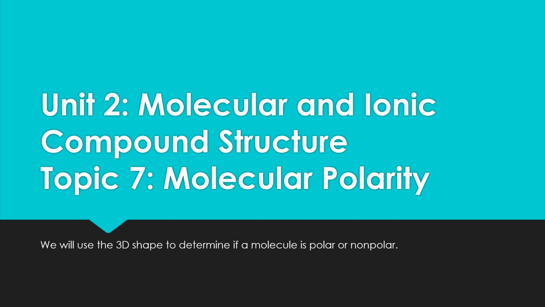Here we go with topic 7. We are on our final part of it, which is molecular polarity. So we're still focusing on our molecular structures, our covalent compounds, and we are going to use the 3D shape of our chemical to help determine if a molecule is polar or nonpolar.